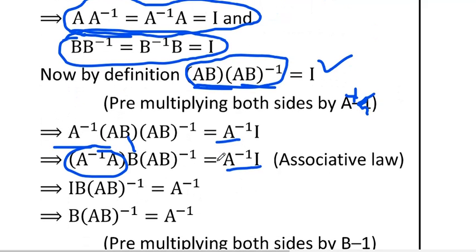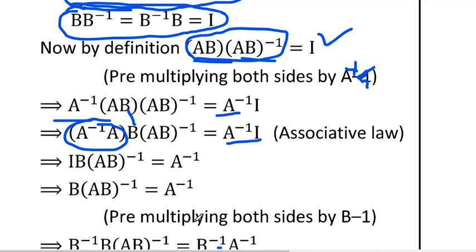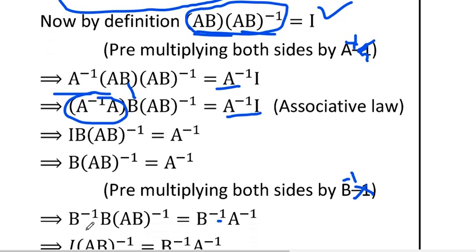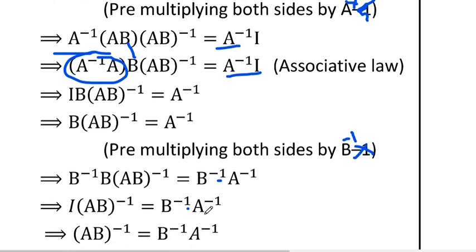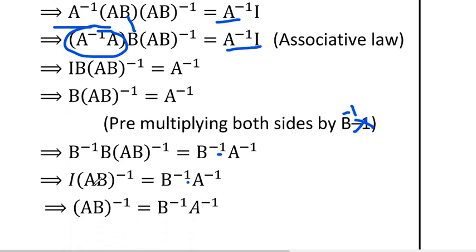And now multiplying both sides by B inverse. It is also not B power minus 1, it is B inverse. B inverse into B into AB inverse is equal to B inverse into A inverse. Now what is B inverse into B? I. I into AB inverse equal to B inverse into A inverse. And I into anything is the same matrix, therefore AB inverse equal to B inverse into A inverse, and that is what we wanted to show.